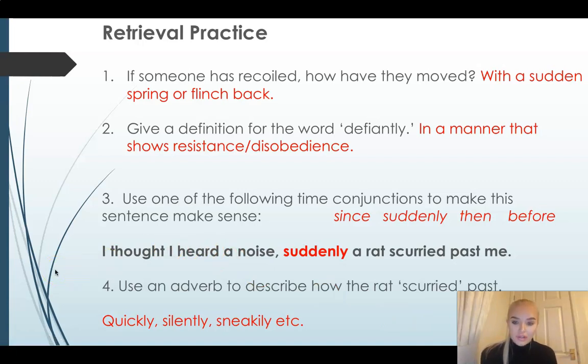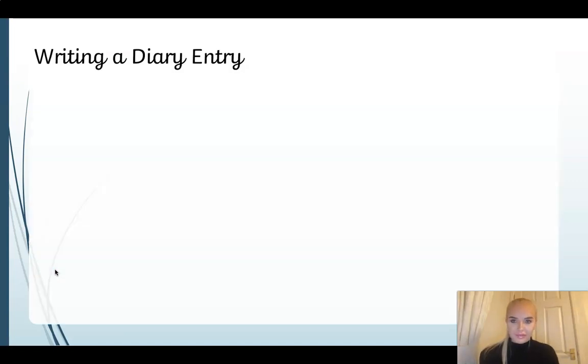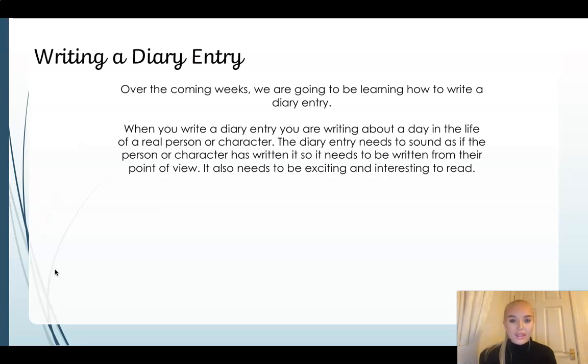Well then, if you've got all of those correct, Year 4, we are going to move on to today's lesson. So this week and the coming weeks, we are going to be writing a diary entry. But to write a diary entry, we need to know what features there are, because that will mean that when you are writing your diary entry, your writing will go up to the sky because you will have fantastic writing, because you will already be an expert on what needs to be included.